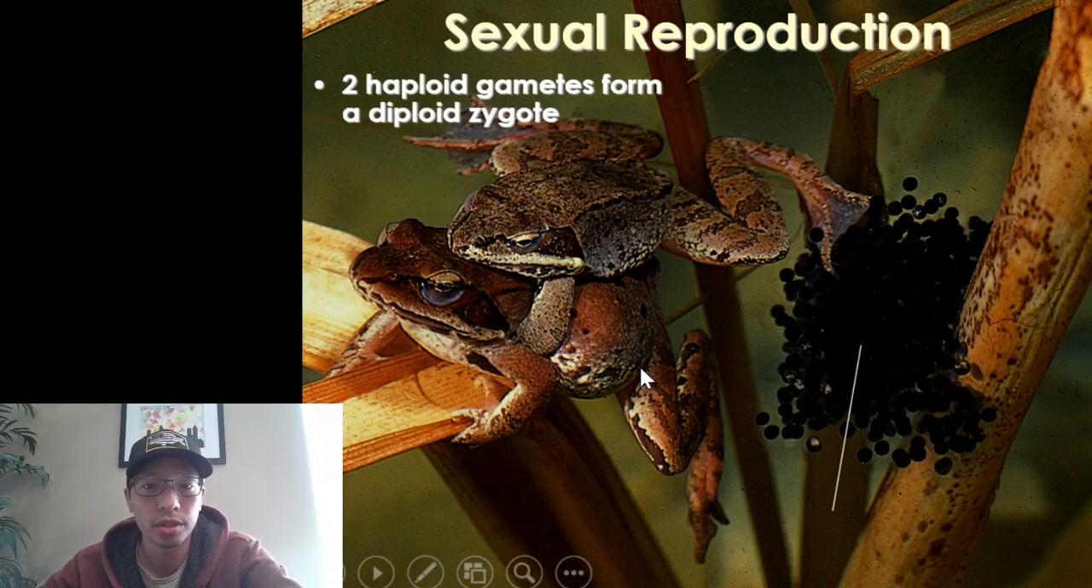Now with sexual reproduction, obviously this means that you're going to have two cells, two gametes that come from two different individuals, and they're going to join together to make a zygote. And for that to be possible, the genetic content has to be haploid, they have half the number of chromosomes, and that way the zygote ends up having two sets of chromosomes.